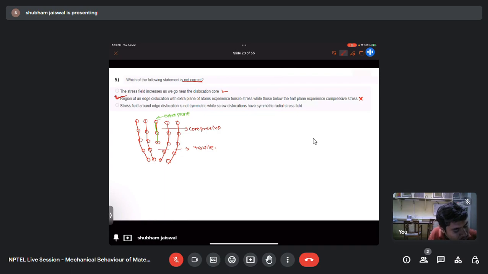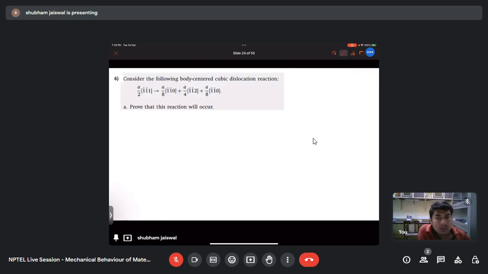Now let's check the third one. The stress field around edge dislocation is not symmetric, while the screw dislocation has a symmetric radial stress field. This also we have discussed in the quick recapitulation. So moving towards the next question. The question is like this: consider the following body-centered cubic dislocation reaction. They are asking to prove that this reaction will occur. So please try to answer.